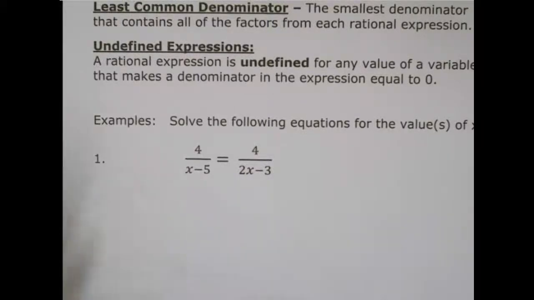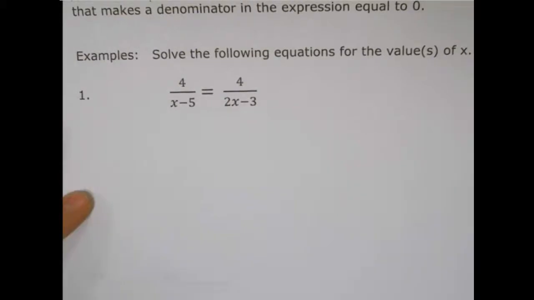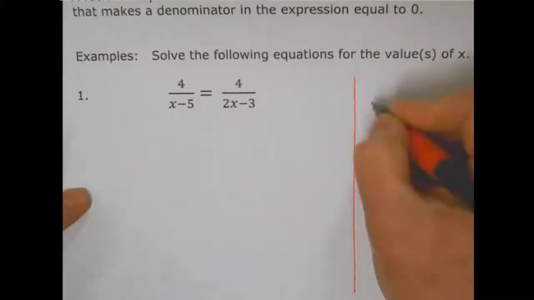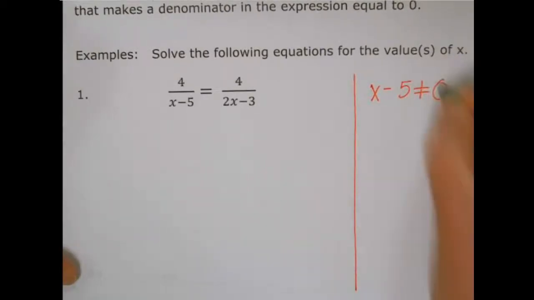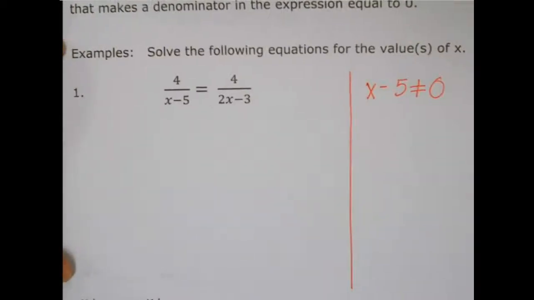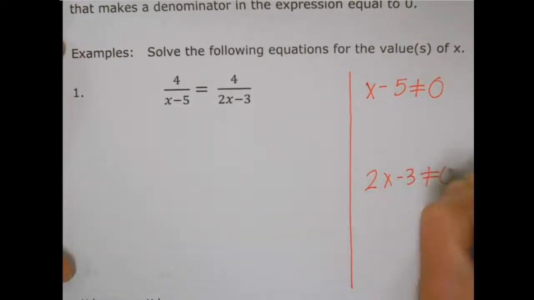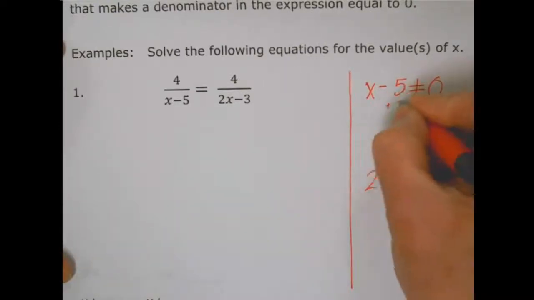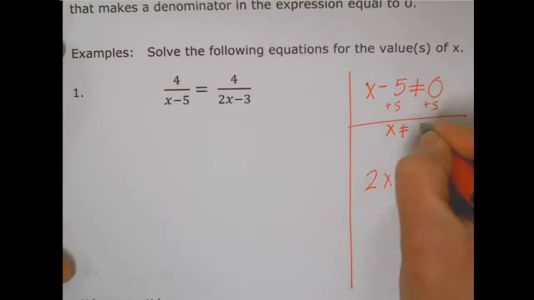On example number 1, these denominators do not factor, so we don't have to worry about that. But we do have to worry about what the denominators do not equal. The denominators cannot be equal to 0. So, add 5 to both of those sides. X cannot be equal to 5.